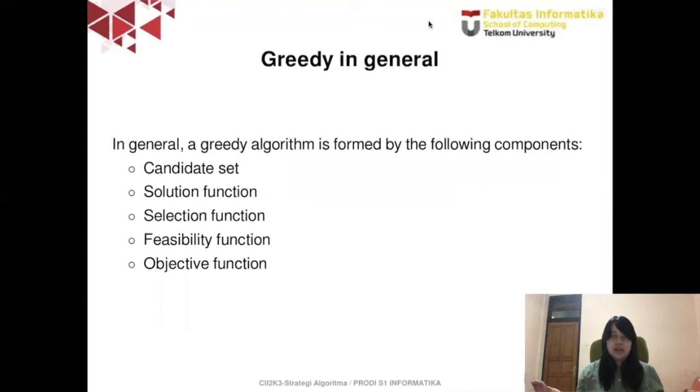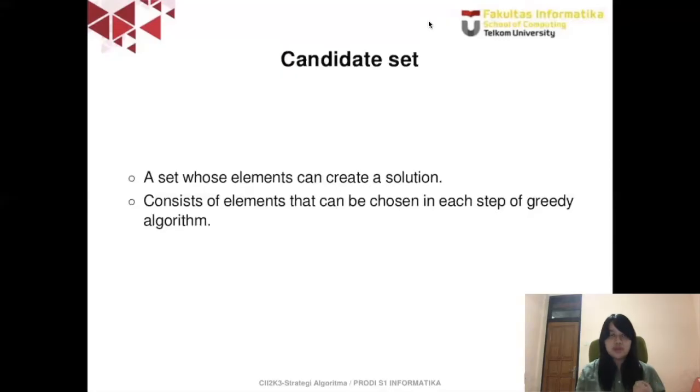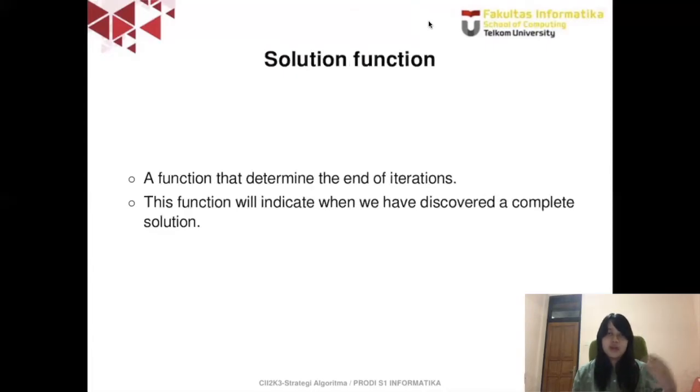So greedy in general has 5 components. There are candidate set, solution function, selection function, feasibility function, and also objective function. Candidate set itself is a set whose elements can create a solution. So it consists of elements that can be chosen in each step of greedy algorithm. And solution function is a function that determines the end of iteration. So how can we know that we already found a solution? That is what the solution function does. This function will indicate when we have discovered a complete solution, so we can stop the search.